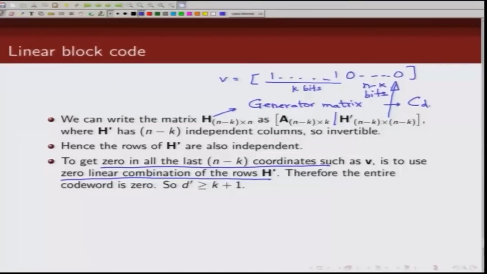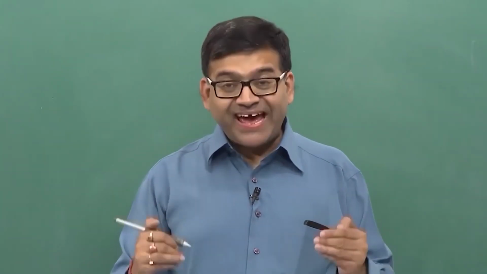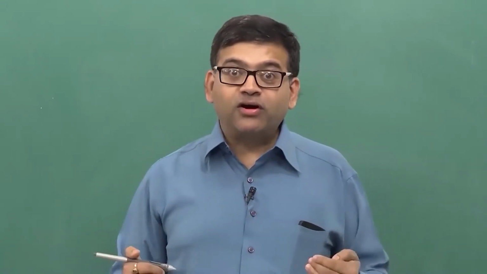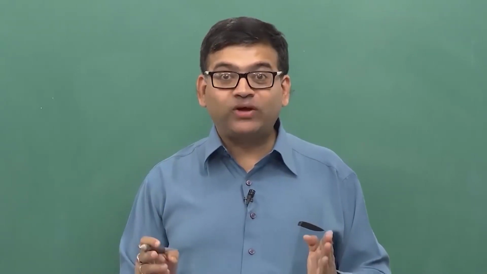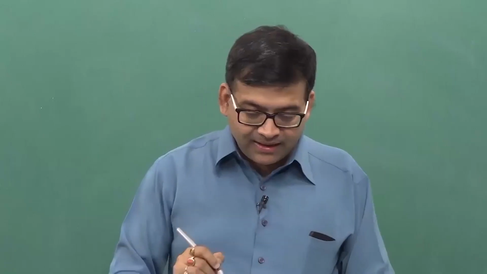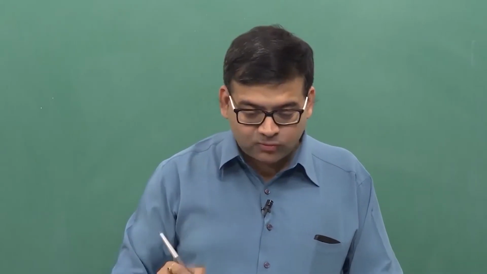So what it means is that our assumption that there exists a code word of weight up to k is incorrect, because we are not able to construct that code word using the generator matrix of the dual code. Hence, our assumption that there exists a code word of weight less than or equal to k was incorrect. So we can conclude that the minimum distance of the code is at least k plus 1. Okay. Now how do we show that it is exactly k plus 1?